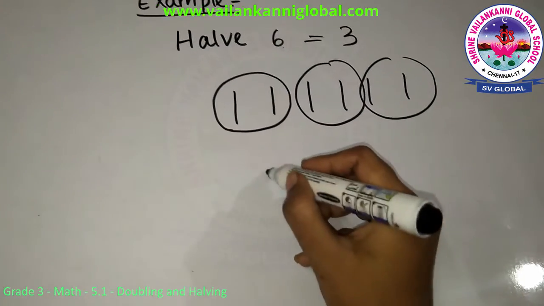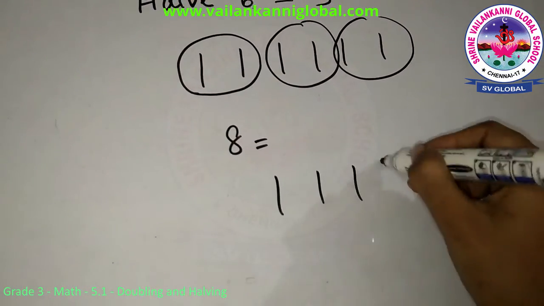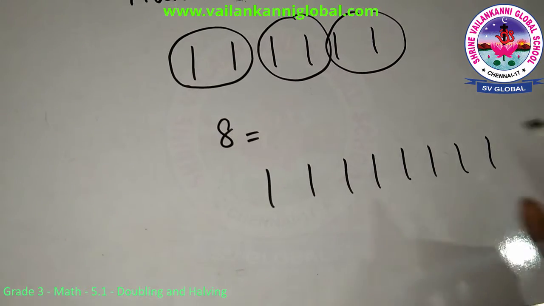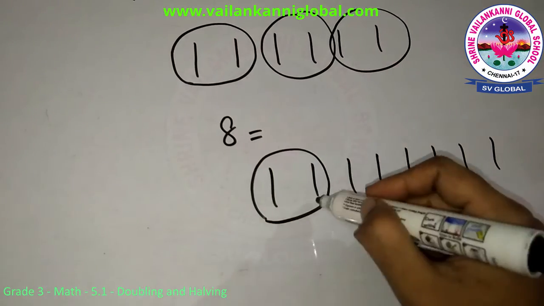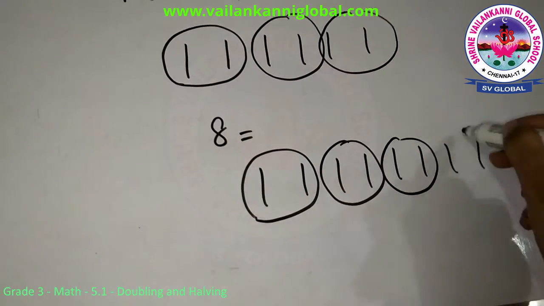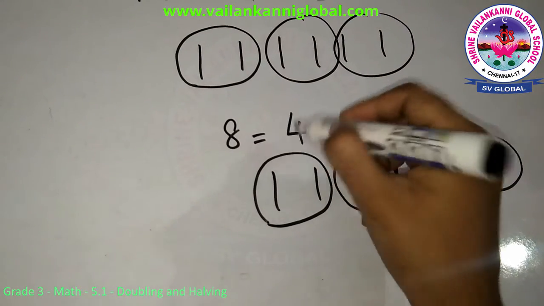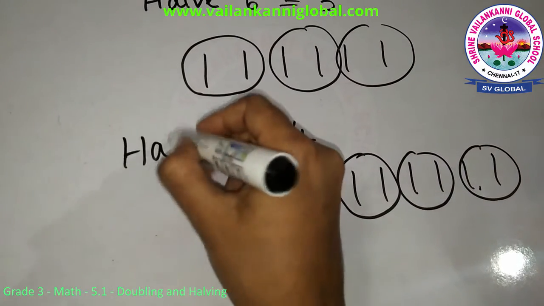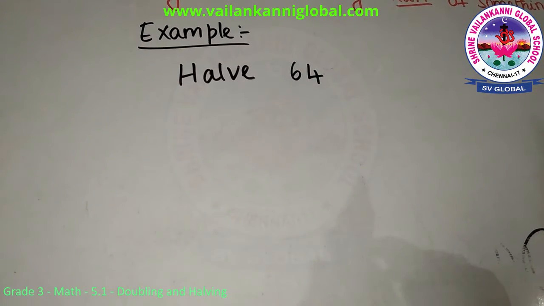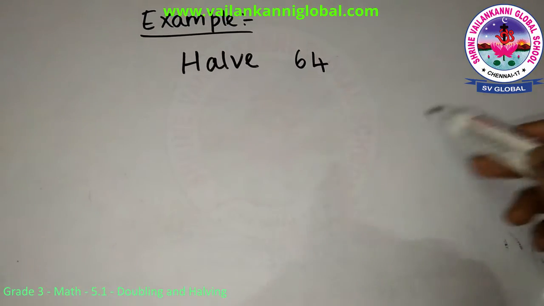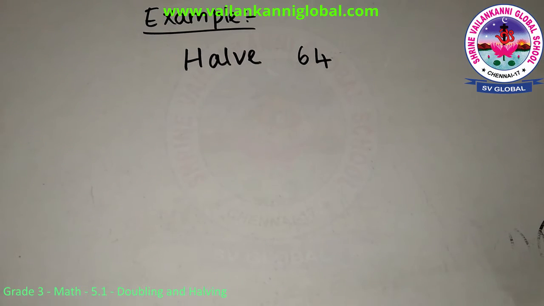Similarly, if you want half of 8, just like that, draw 8 lines: 1, 2, 3, 4, 5, 6, 7, 8, and divide by 2. Make pairs: 1, 2, 3, and 4. So you got 4 sets. So half of 8 is nothing but 4. Previously we saw single digit numbers and how we can find half by dividing them into pairs, by dividing by 2.